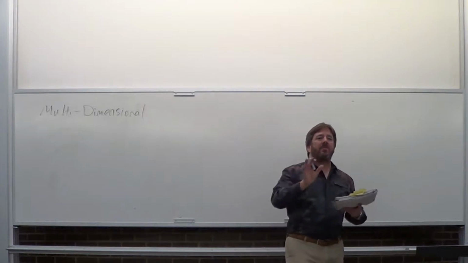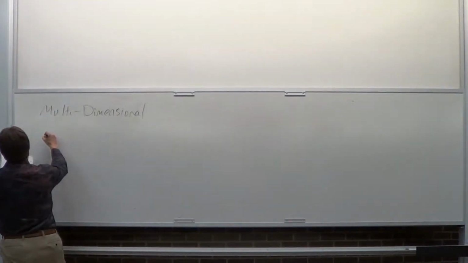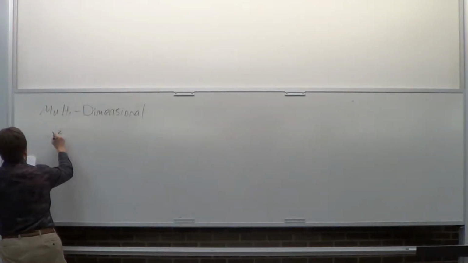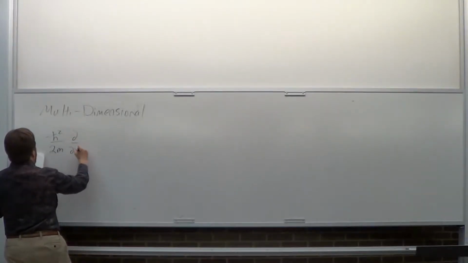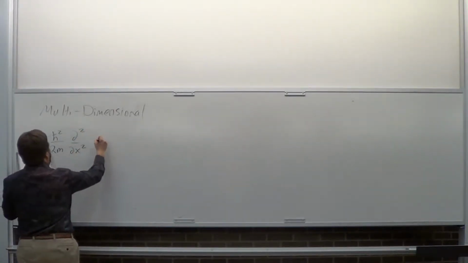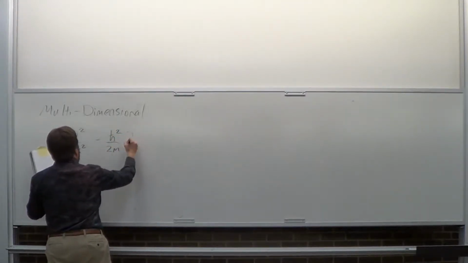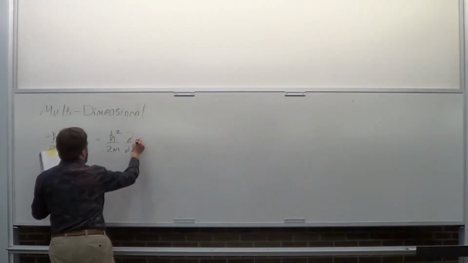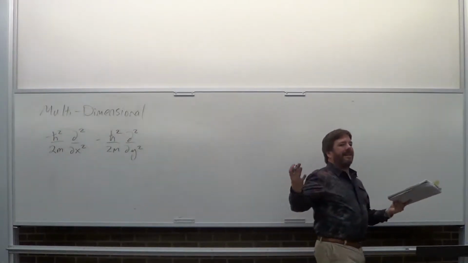And so there's really nothing much to this. The way it works is, I mean, it's stupid simple. So minus h bar squared over 2m, double derivative with respect to x, and then guess what? Minus h bar squared over 2m, double derivative with respect to y. And I'll just stop there. You can do z too, but whatever. That's it. There you go.